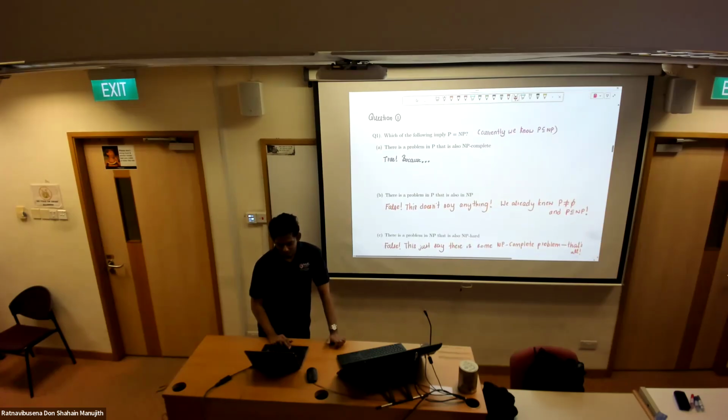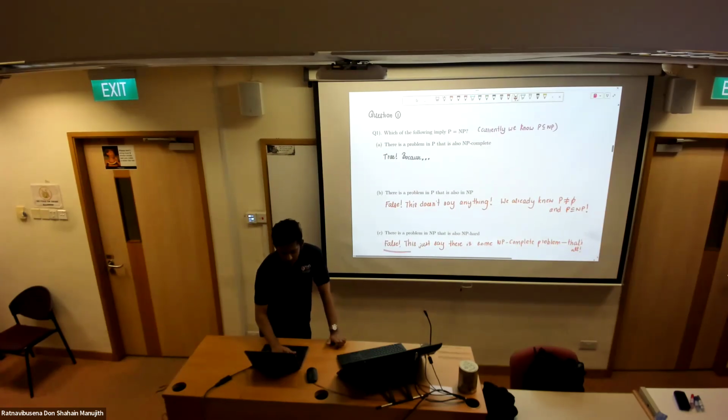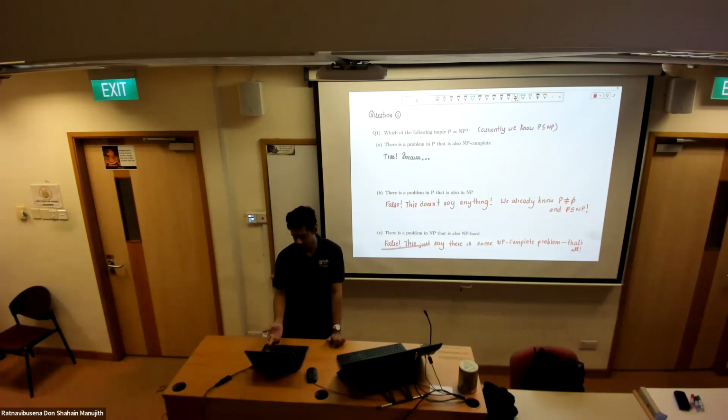So false, in the sense that this will not show that P equals NP. This by itself is a true statement, obviously. But it will not prove that P equals NP, because what this is saying is that there is some NP-complete problem. That's all. We are just saying that there is a problem in NP that is NP-complete. So this doesn't prove that P equals NP. It's saying nothing because we already know that.